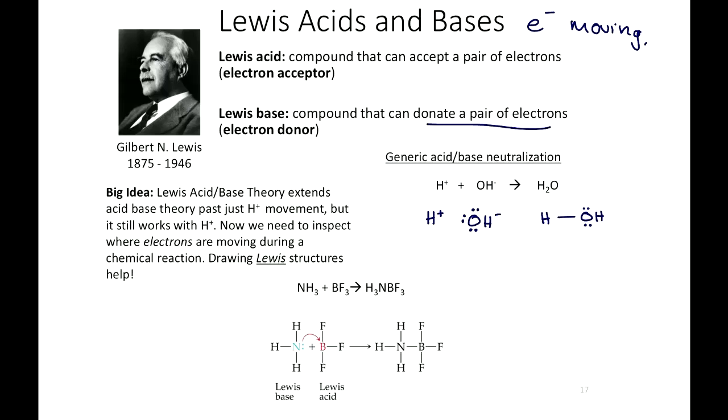Right? So this categorization is the most generic of them all. It's so generic that we can describe substances as Lewis acids or bases, even if they don't have H plus present, even if they're not like our typical acids like HCl. We can extend this definition even further. It's most generic, so we're looking past just H plus movement, we're looking at electrons.